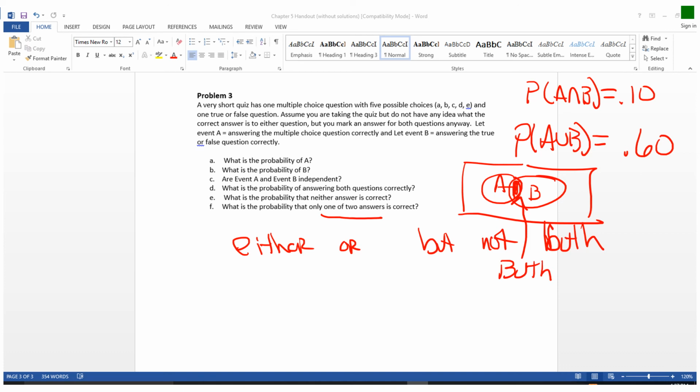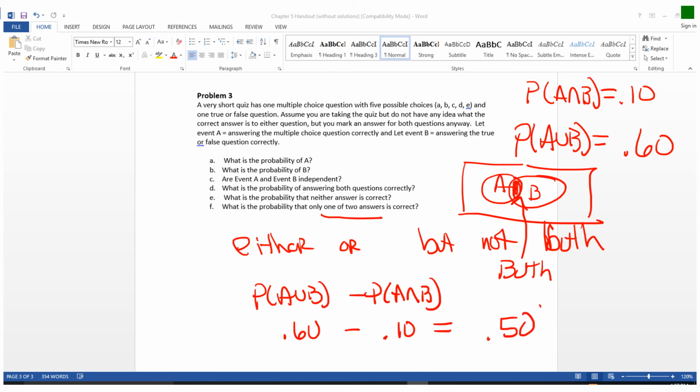So probably the easiest way I can show you how to solve this one is, you want either or, but not both. We know that the union represents either or and both. The way you could solve for this is by simply taking the probability of the union and subtracting out the intersection. So in this case, you take 0.60 and subtract out 0.10, so the answer would be 0.50.